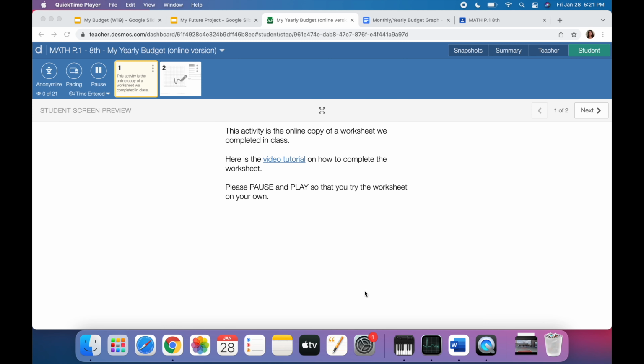To be reviewing the assignment called My Yearly Budget. This is an assignment found on Desmos, and when you open up that Desmos, this is the first slide you will find. Let's read through these instructions.